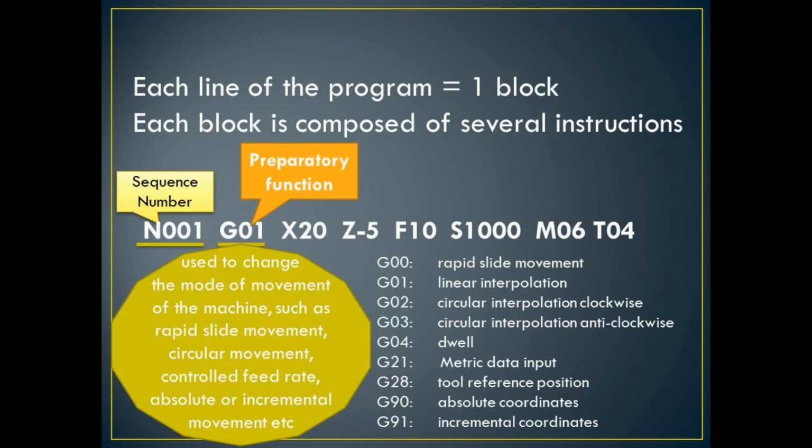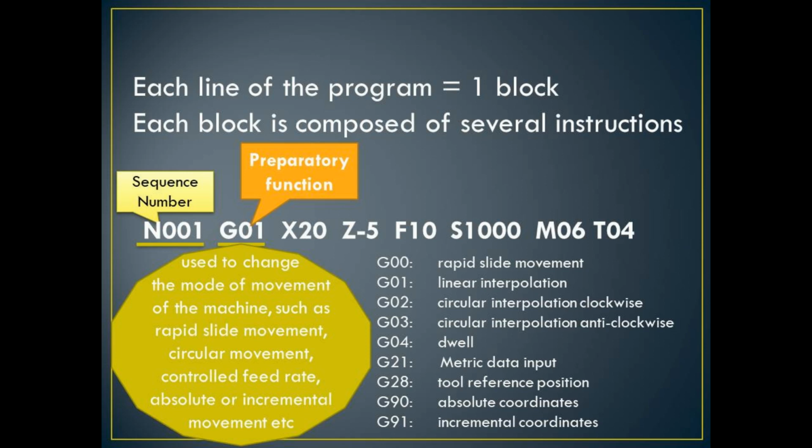The next one is G code. It is known as preparatory function. It is a very important one. The main function of the code is to control the movement of the tool: a linear rapid movement, a linear slow movement, circular movement, and a control feed rate, absolute or incremental movement.